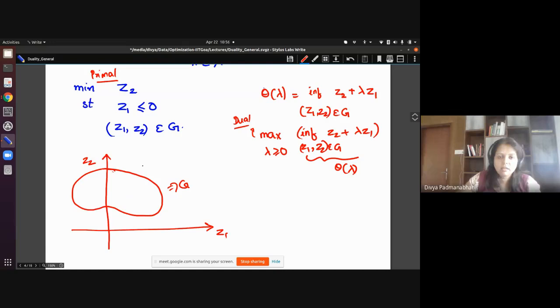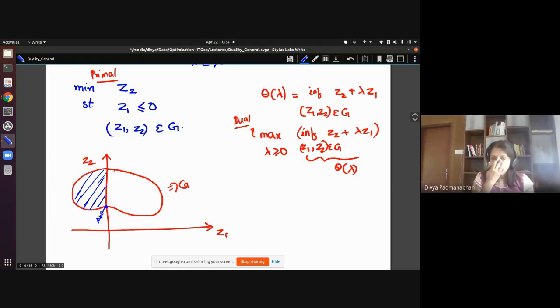Now in terms of primal feasibility, you're interested in all the Z1s which are less than or equal to 0. So that would just be this region, the region of interest for the primal. You're trying to minimize Z2 subject to Z1, Z2 in this region, which is shaded in blue. From here, the optimum is going to be this point, the point with the minimum value on the Z2 axis. So this is going to be the primal optimum.